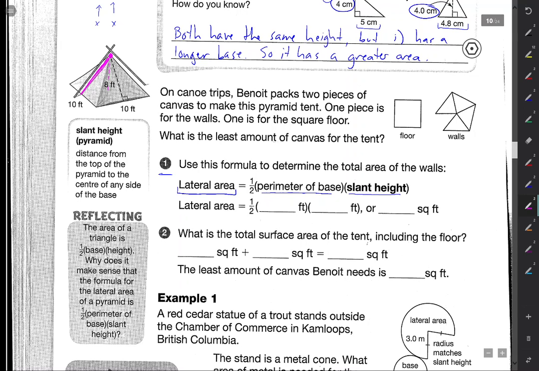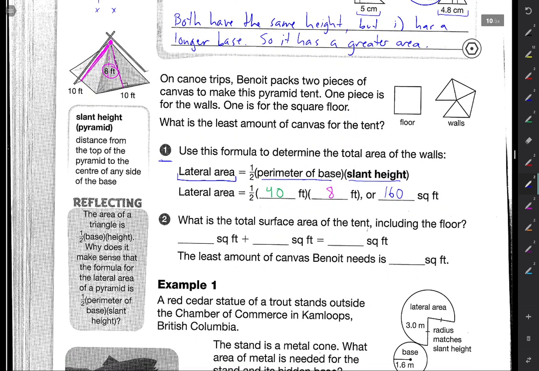that slanted height there. So if we're finding the lateral area, the perimeter of the base is the distance all around the base, and the base here is 10 by 10 by 10 by 10. So the perimeter there is 40 feet, and the slant height they give to us there is 8 feet. It's labeled right there. So 8 feet. So we're going to do 1/2 times 40 times 8 in our calculator, and we should get 160 feet squared, or squared feet.